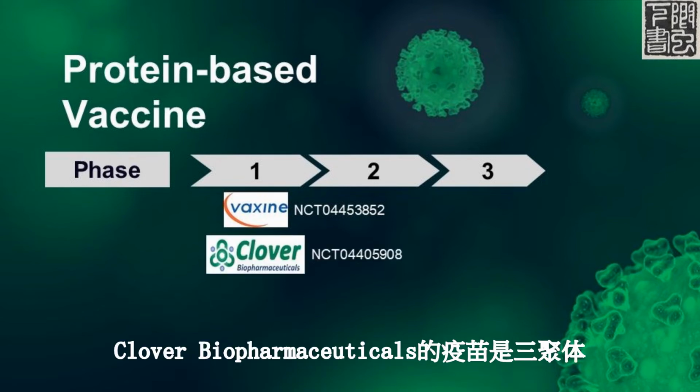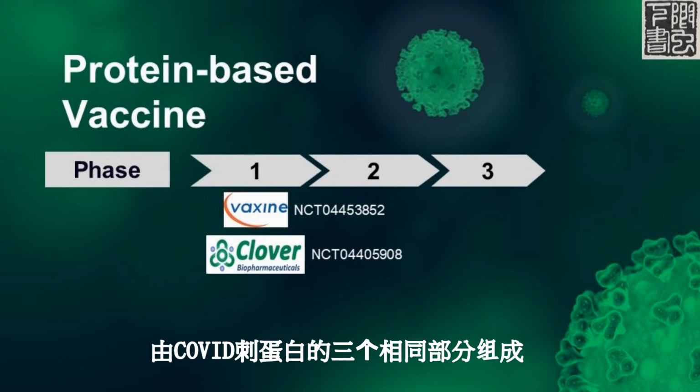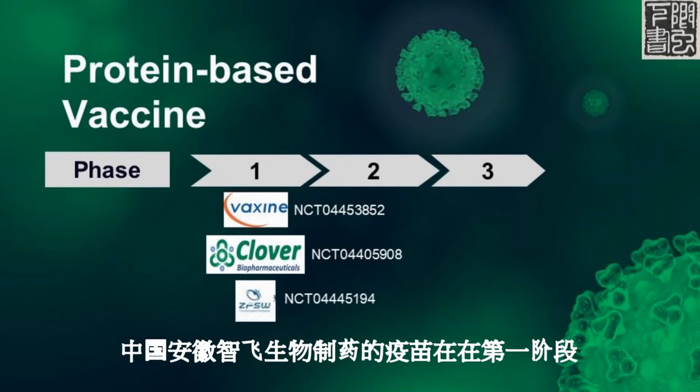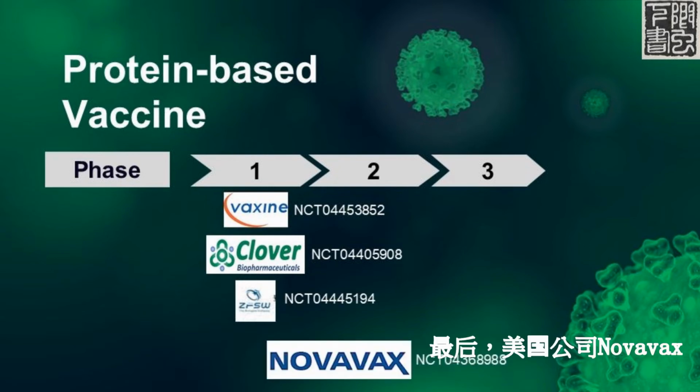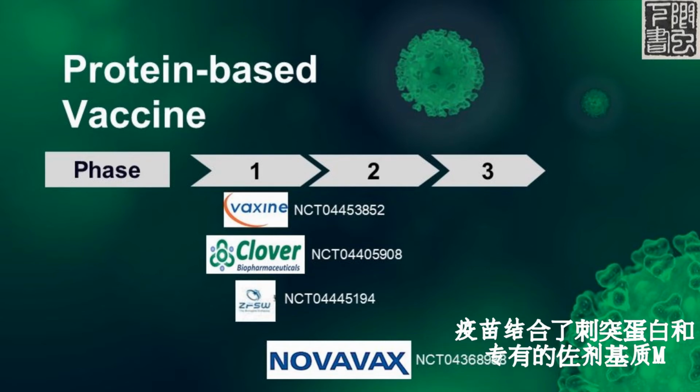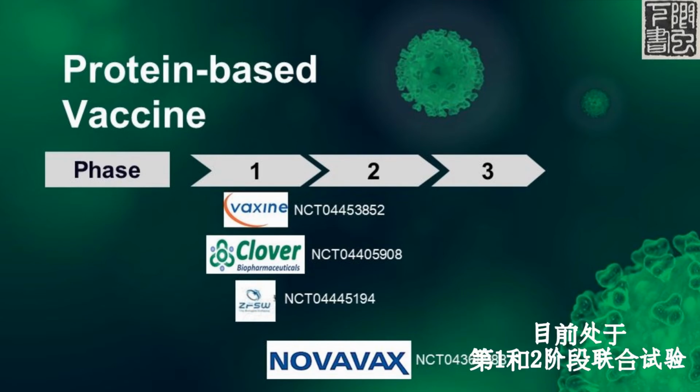Clover Biopharmaceuticals is making a vaccine consisting of trimers, or 3 of the same parts of the COVID spike protein. Anhui Zhifei Biopharmaceutical in China has a trial in phase 1. And lastly, Novavax, an American company, combines the spike protein with its proprietary adjuvant Matrix-M in its vaccine, and the vaccine is in a combined phase 1 and 2 trial.